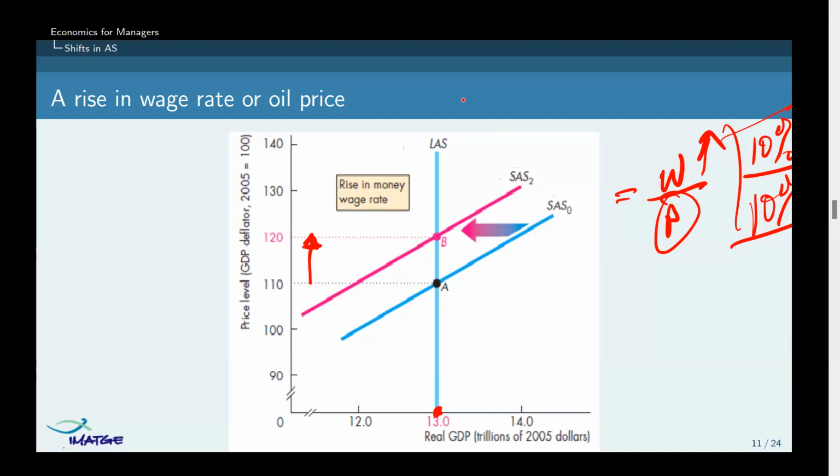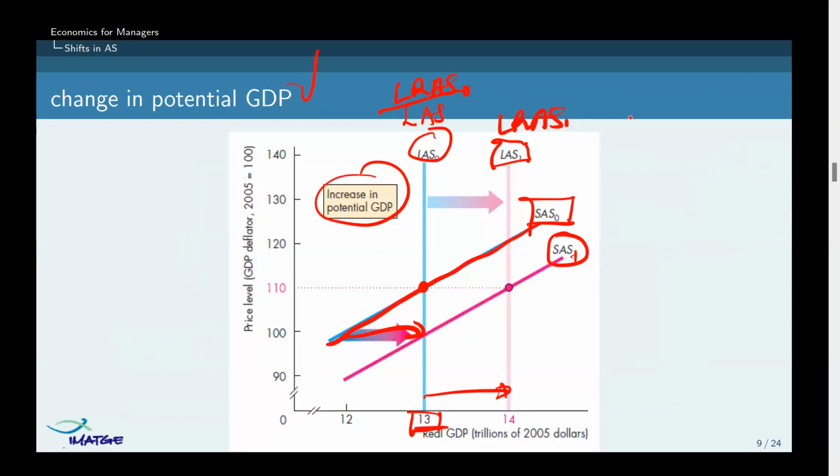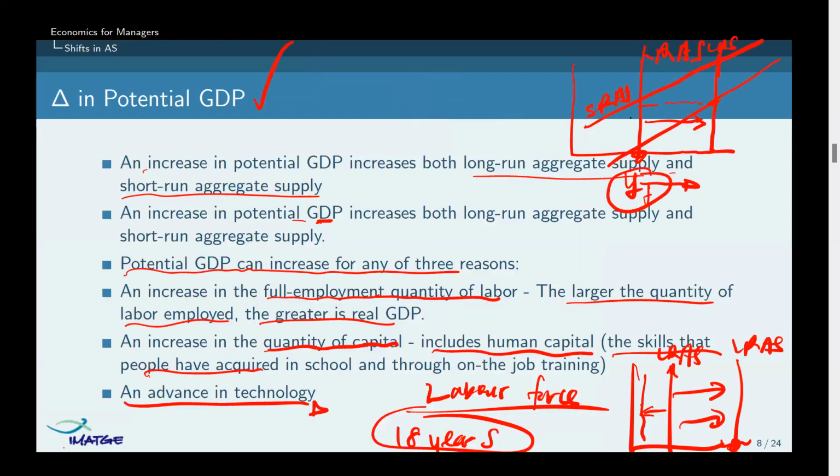Okay, but this one I'm sure we've done already for the long run aggregate supply. It's the first one that we started with. Yes, that one. Can you just briefly go back and explain again, please? Okay, just the long run.